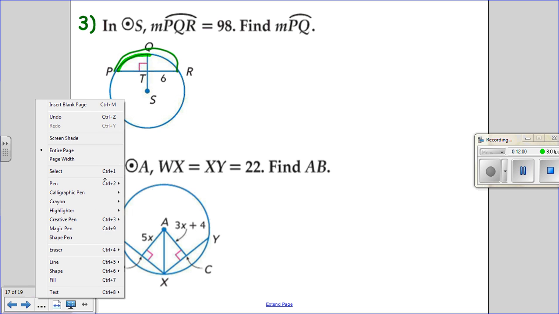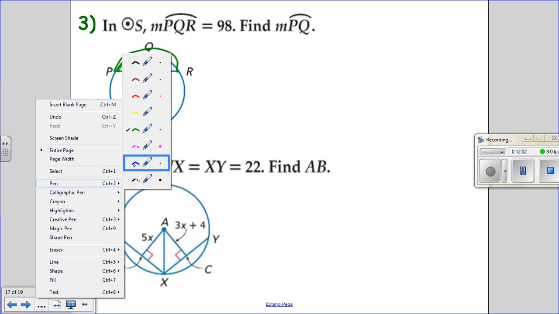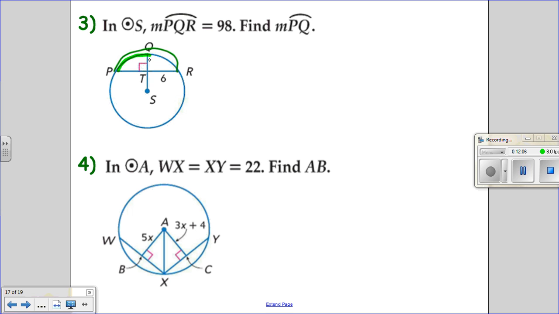And one of the theorems said that if the diameter or the radius is perpendicular to a chord, it'll bisect the chord and the arc. So in other words, PT will have the same measure as TR, and then PQ, the arcs, will have the same measure as QR. So knowing that fact, I know that PQR represents a whole.